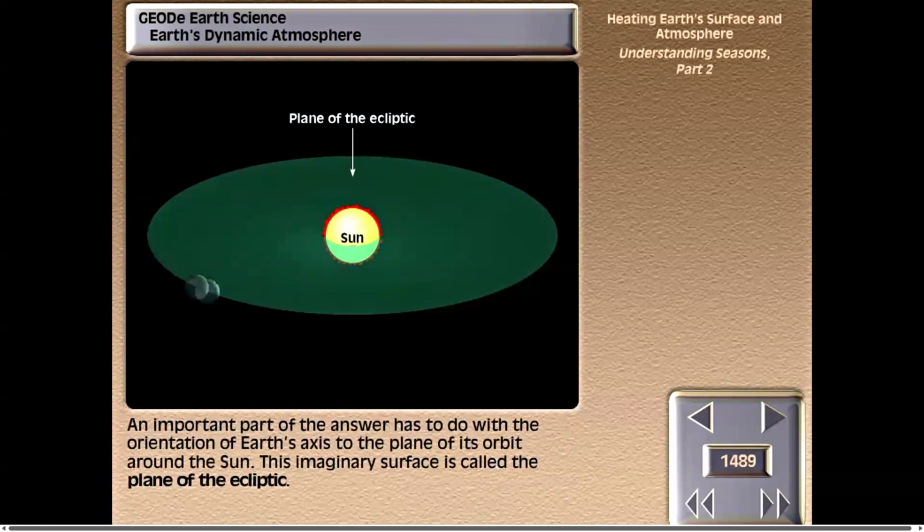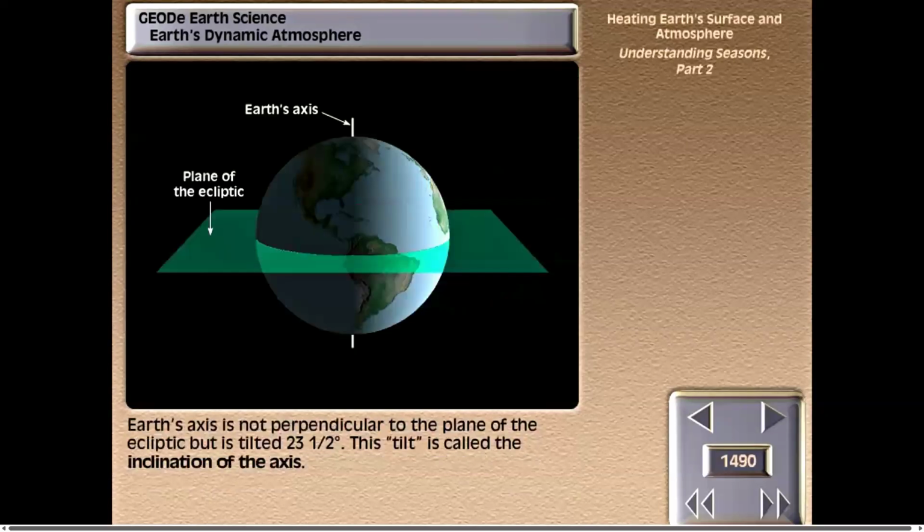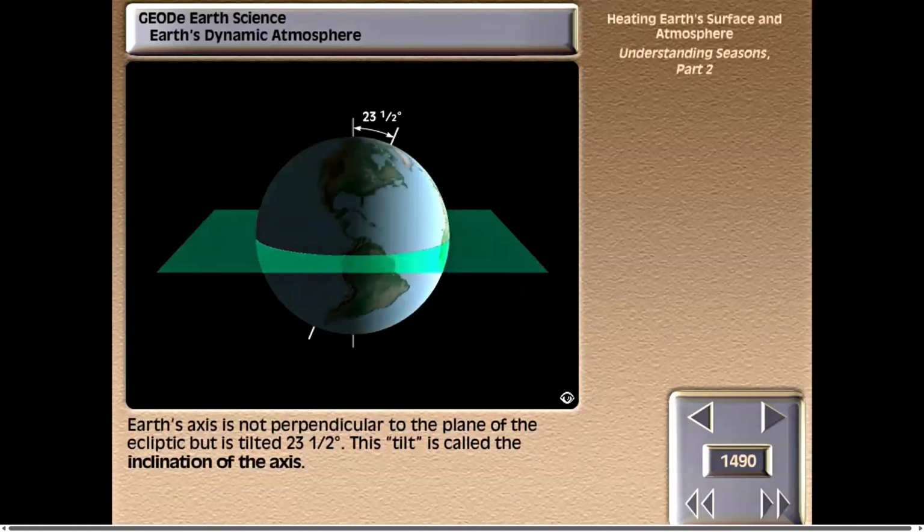An important part of the answer has to do with the orientation of Earth's axis to the plane of its orbit around the Sun. This imaginary surface is called the plane of the ecliptic. Earth's axis is not perpendicular to the plane of the ecliptic, but is tilted 23.5 degrees. This tilt is called the inclination of the axis.